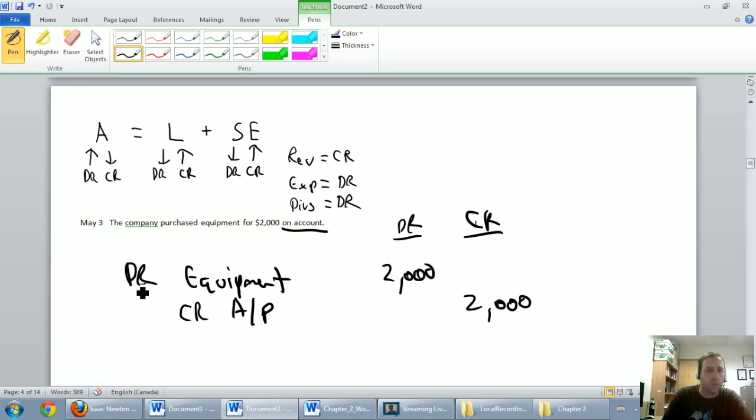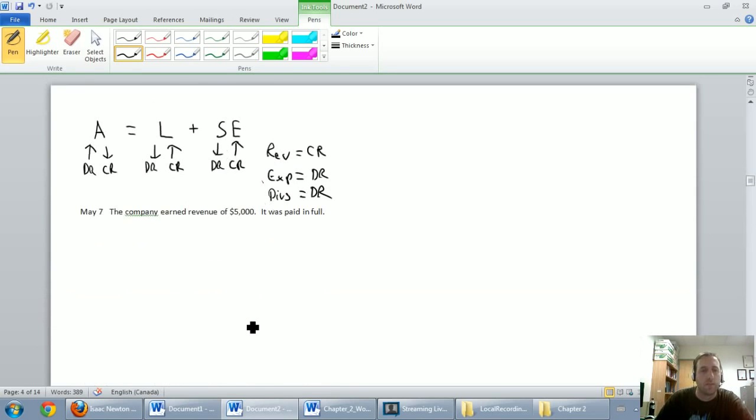Again, we could write a description down here. We should write a date, and the description would be purchased equipment on account. Okay, let's move on to our next entry. The company earned revenue of $5,000. It was paid in full. All right, so this company earned some revenues, $5,000 worth, and it was paid in full.